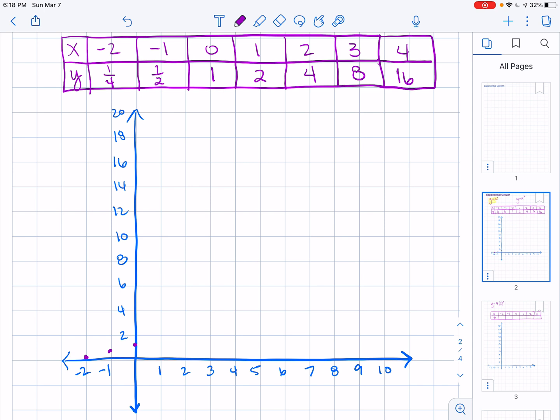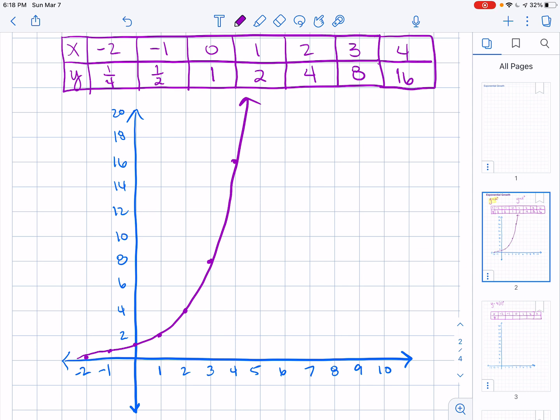Then at 1, it went up to 2. At 2, it jumps up to 4. At 3, it jumps up to 8. And at 4, it jumps up to 16. Now, if I were to take this out to 5, it would end up being 32. 6 would be 64. It's going to continue to get bigger and bigger. So if I were to draw this graph, it's going to look something like this.